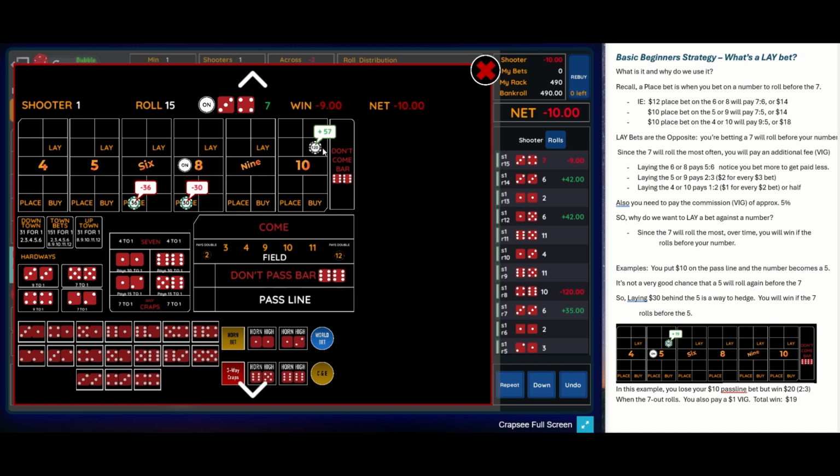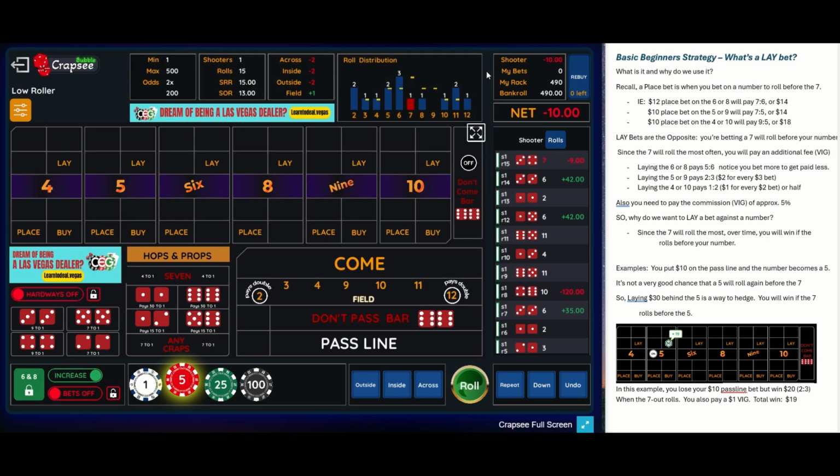Okay, so we put 120. Half of that would be 60 minus the VIG is 57. So you're still going to lose a little bit. You need to make sure that this lay bet will win when you win half of it and take the VIG out. Plus, I don't know why I put 36 out there. I was putting 30 everywhere else. But that explains a little bit about the strategies.